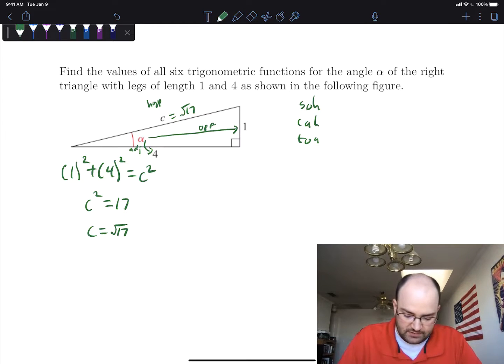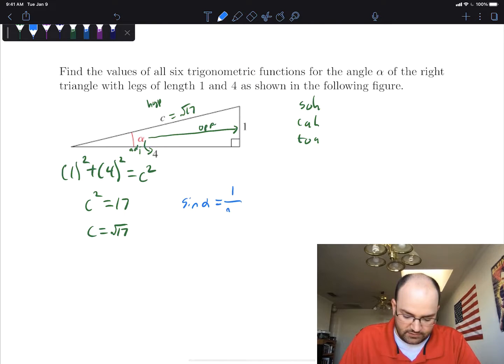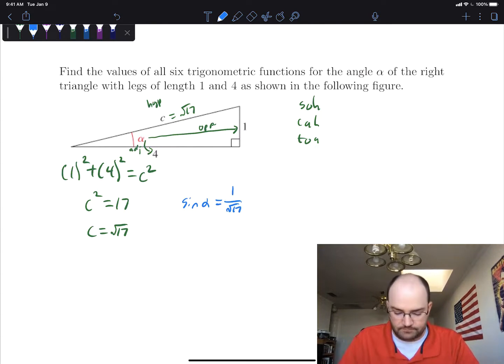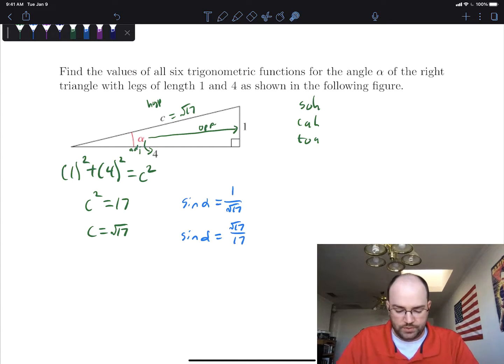This tells me that sine alpha is equal to the opposite over hypotenuse. So opposite is 1, hypotenuse is the square root of 17. And be sure to rationalize the denominator. Also be sure to write down sine alpha here. Don't just write down sine, very important. So that's going to give us sine alpha is the square root of 17 over 17. Good. Remember, just multiply top and bottom by the square root of 17 there.